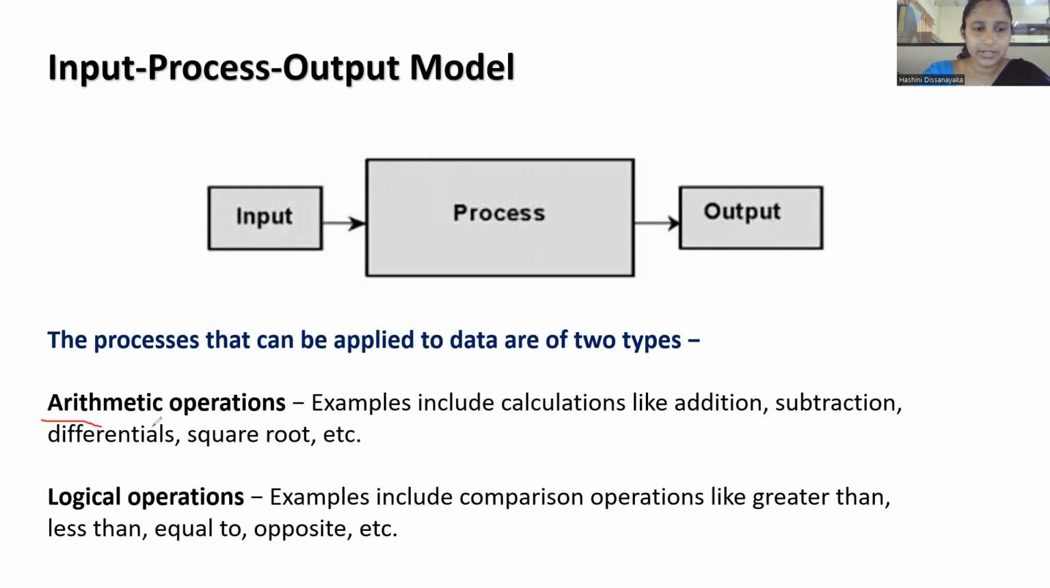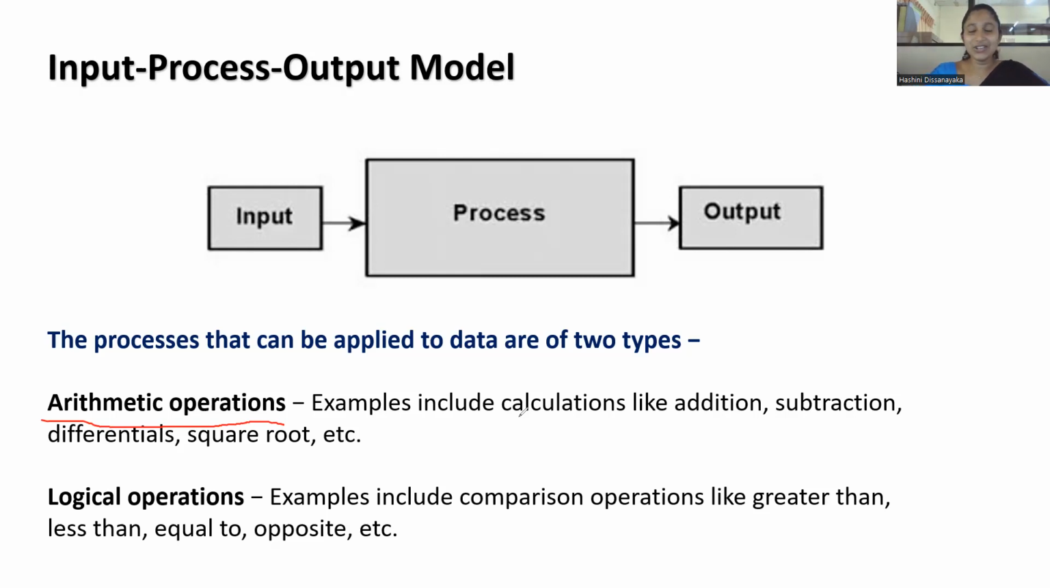Under the arithmetic operation, when we come to discuss von Neumann architecture, I will explain the processing purpose or the processing concept inside the computer system, right? Arithmetic operations are performed under the processing part. Examples include calculations like addition, subtraction, differentiation, square roots. Likewise, each and every mathematical process is conducted under the arithmetic operation part.